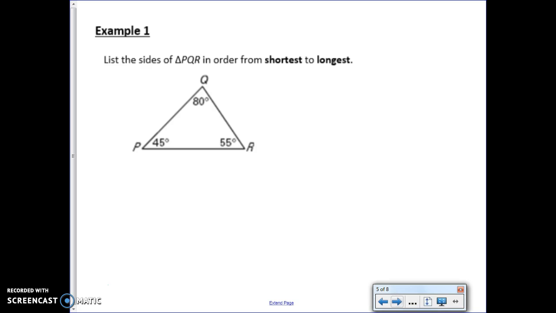So this says list the sides of triangle PQR in order from shortest to longest. So if I want to find the shortest side, I'm going to look for the smallest angle here. So the smallest angle is 45 degrees. So I look across from there. So my shortest side is going to be segment QR. Then for the next shortest side, I go across from that angle, and I get PQ. And for the longest side, I look for the largest angle, and across from that is PR.